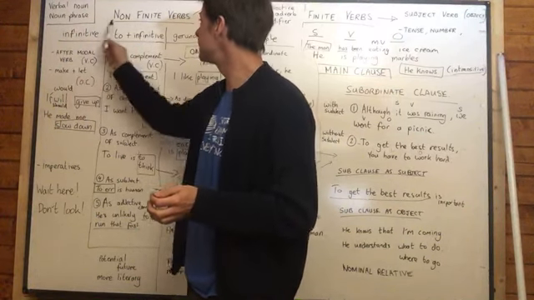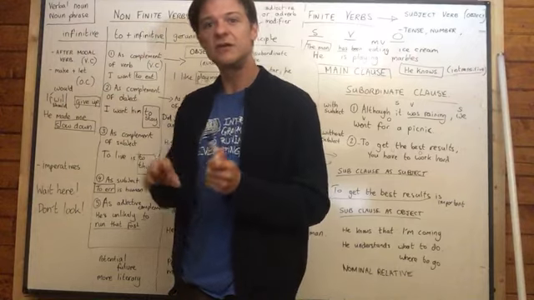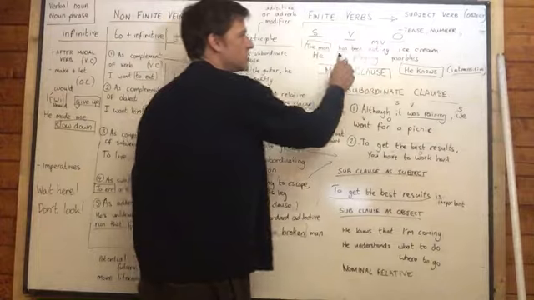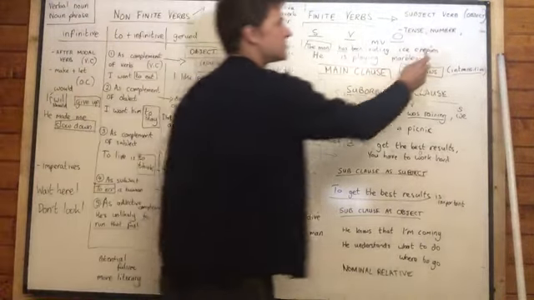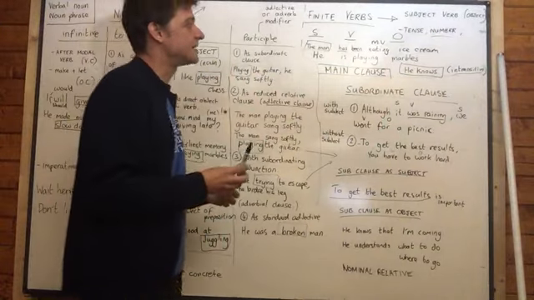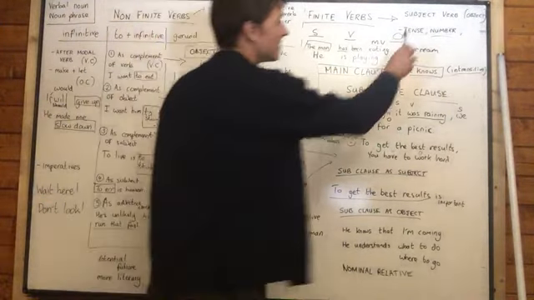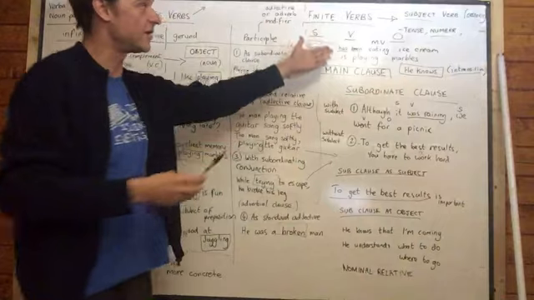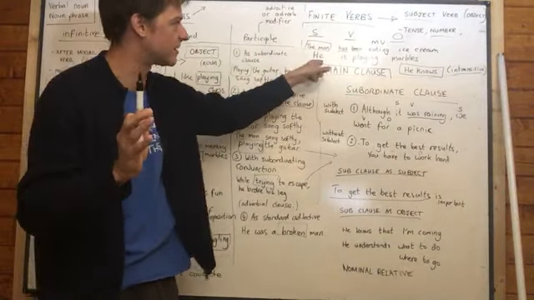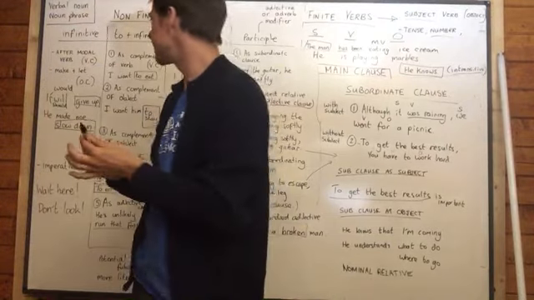Now, infinitives are non-finite verbs because they don't show tense. When you say I must go, it doesn't show you the tense of go. It doesn't show you if go is singular or plural. And very often it doesn't have a subject. Whereas finite verbs must have a subject. A finite verb must have a subject. A non-finite verb doesn't have to.